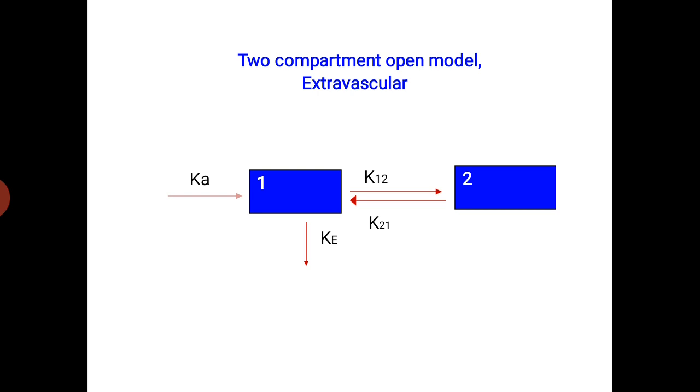So this compartment modeling is again similar to that of the IV infusion two compartment model. The only difference is that there we had R0, the rate of administration at a zero order model, and here the rate of administration follows first order kinetics, that is Ka. Okay.